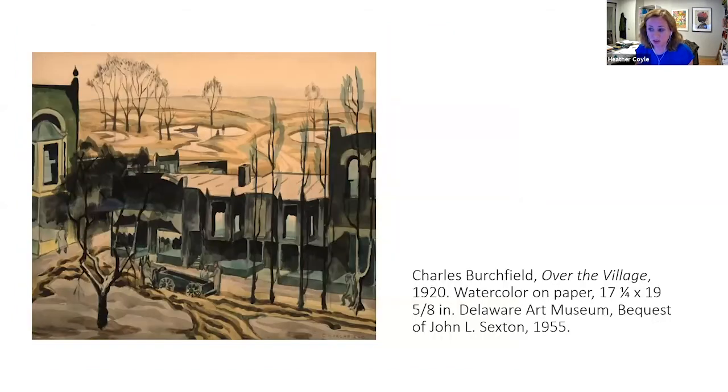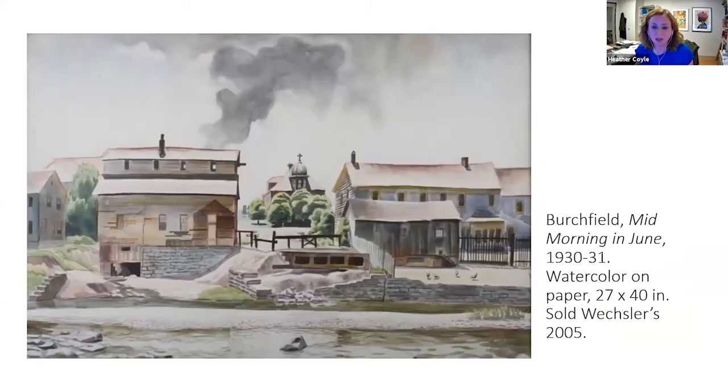Over the Village is an early example of Birchfield's work, one of the few items that Sexton bought well after it had been finished. Mid-Morning in June is a subdued regionalist picture for Birchfield. At first glance, it's less dark and broody than most of the work Sexton collected. But if you look closely, you'll notice that something seems to have gone terribly wrong with the house at left.